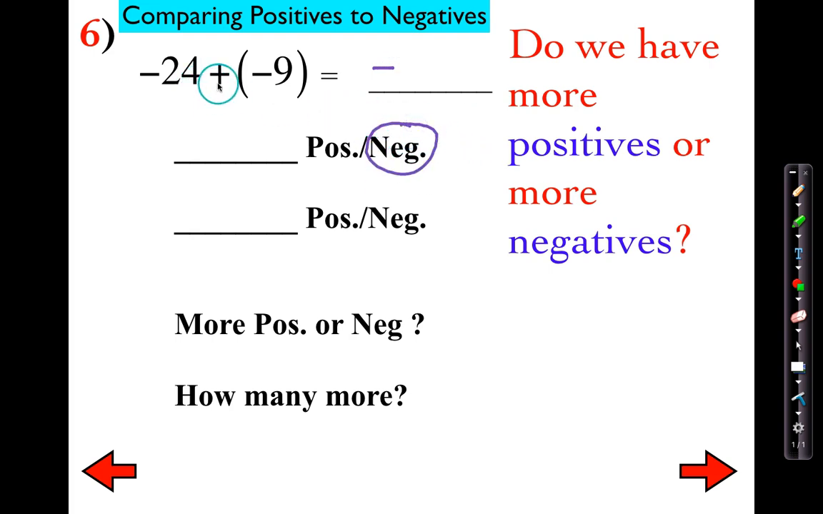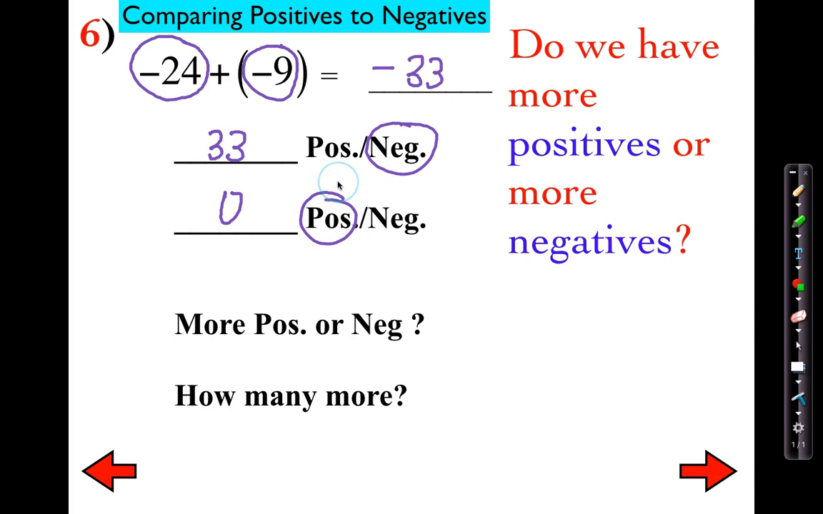So how many negatives are there? Hopefully you recognize there's 24 negatives here and there's 9 negatives here. So altogether, we should have a total of 33 negatives. What about positives? How many positives are there? I don't see any. So I would say there are 0 positives. So the next question is to ask, how many more negatives are there than positives? My answer would be 33. Why? Because there's no positives at all. And so hopefully your answer was negative 33.